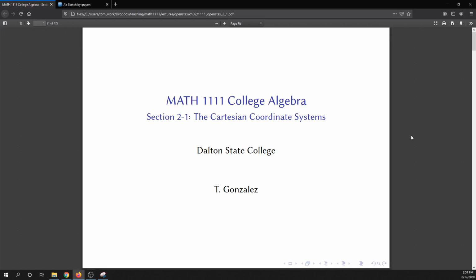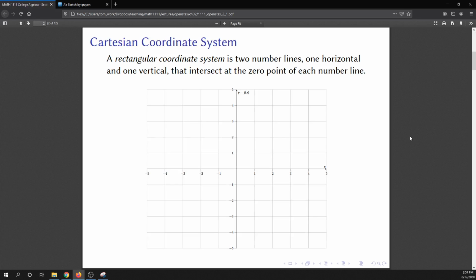All right, in this video, we are going to talk about the Cartesian coordinate system. The Cartesian coordinate system, or rectangular coordinate system, is basically just two number lines. One that's horizontal down here usually represents the variable x, and a vertical one here usually represents the variable y. Those two number lines intersect at the 0 point, and they are perpendicular to each other. In other words, they form a right angle, and they intersect at the 0 points.